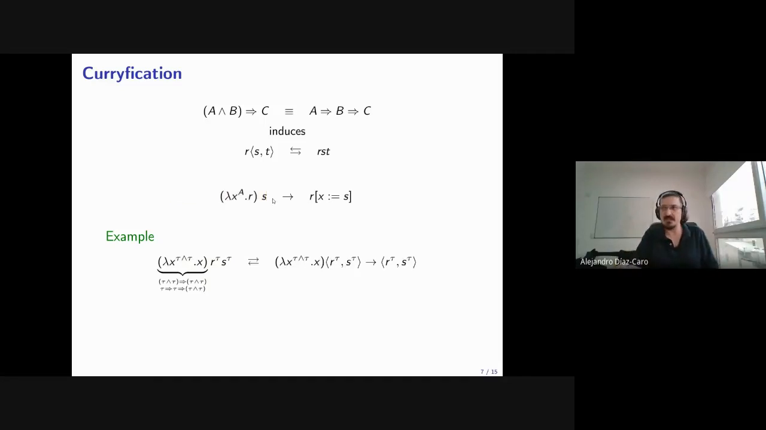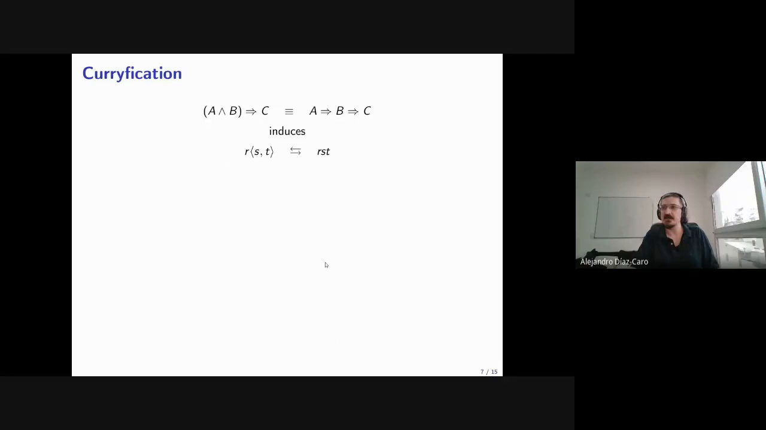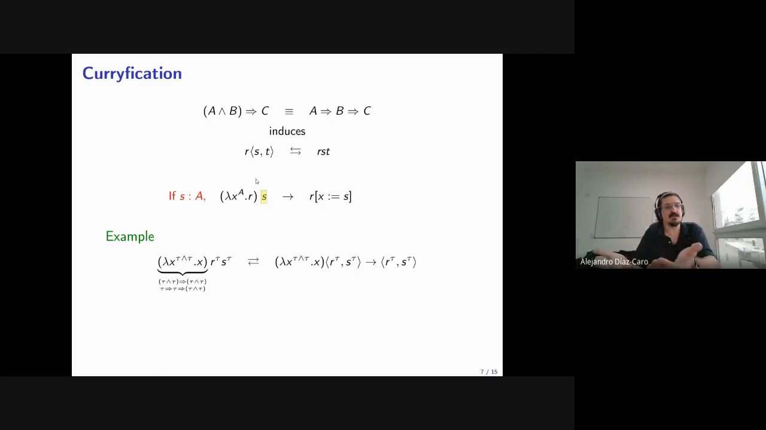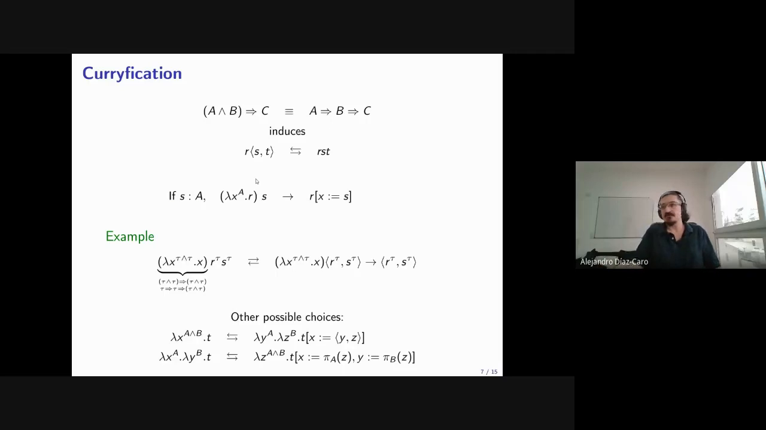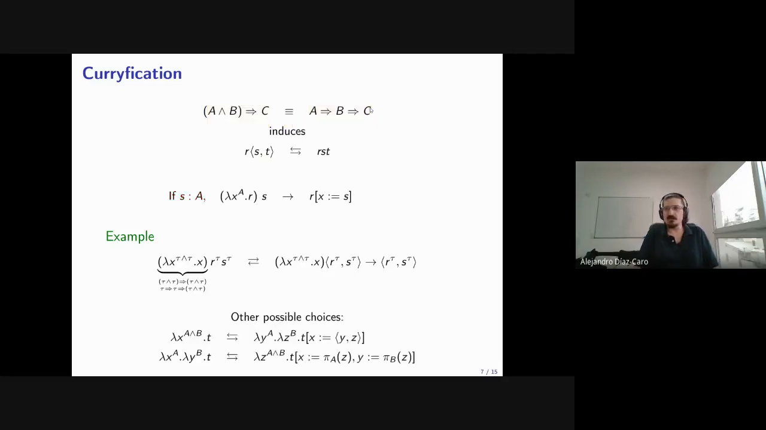So we started by changing the projection. Now the projection is not with respect to the position, it's with respect to the type. Now we change the beta reduction. The beta reduction is not anymore just directly something syntactic. You also have to check that the witness they are giving you is the witness you are expecting. So we choose this equivalence for this isomorphism, but there are other choices. The other choices are a bit more convoluted. They are not that easy to read, but it's a matter of choice.